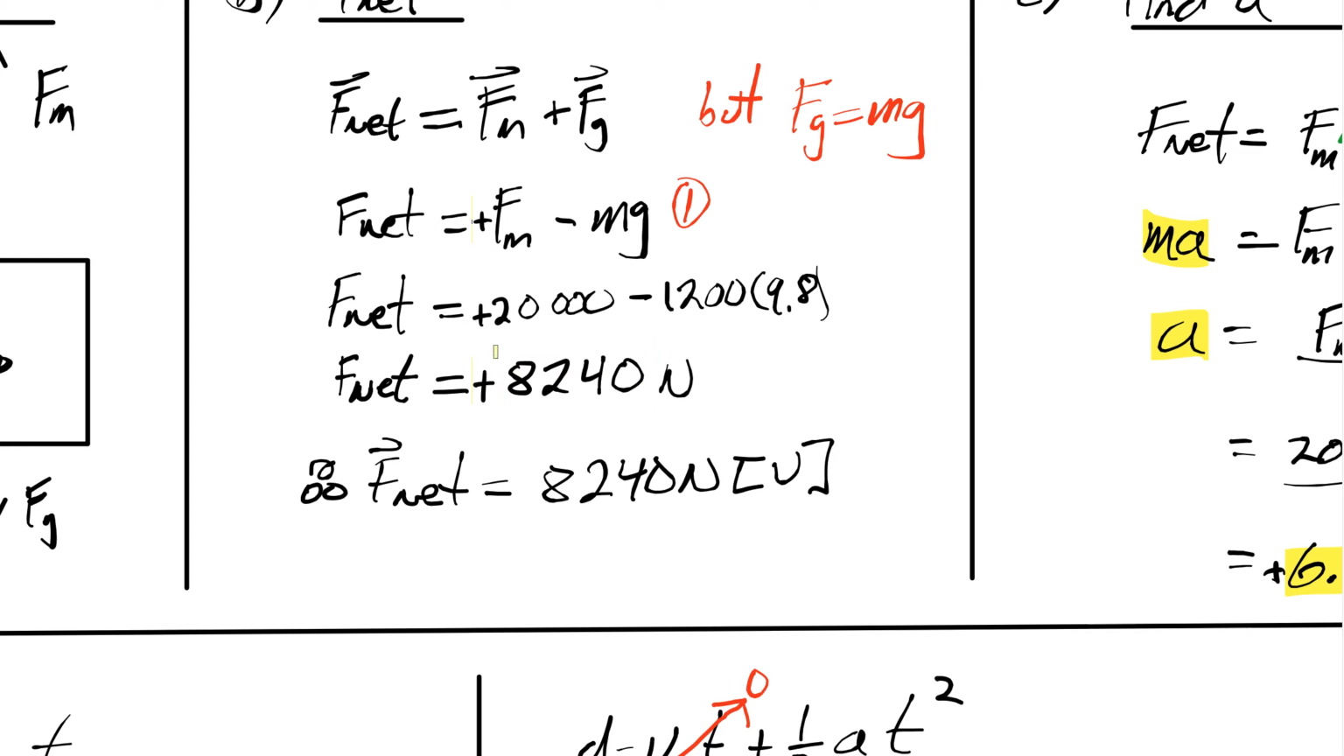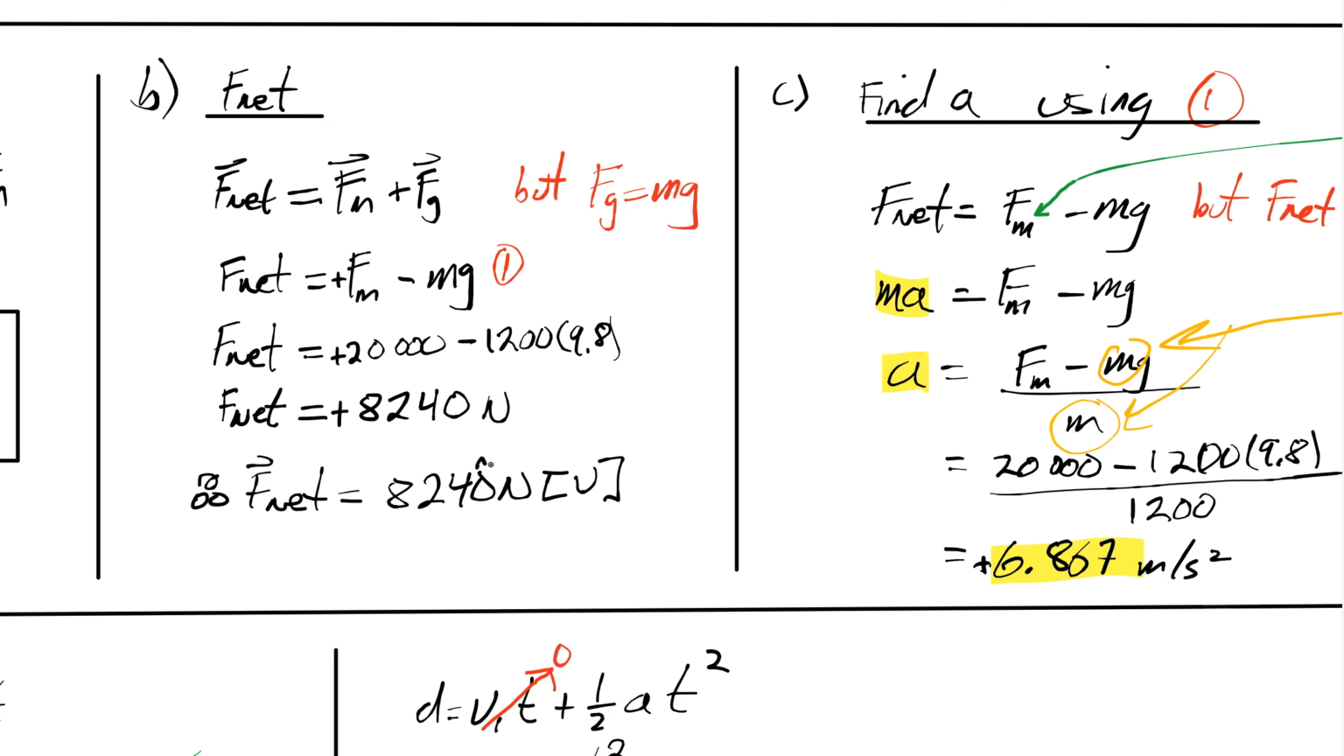Now, I do want to point something out. Of the 20,000 newtons of thrust, only 8,240 newtons goes to actually accelerating the object. The balance of it was just to actually counterbalance the weight. That's why it's so expensive to send rockets into space. So much fuel is just to fight gravity. So we get a net force of 8,240 newtons up. And if we wish to be a good human, 4 sig figs.